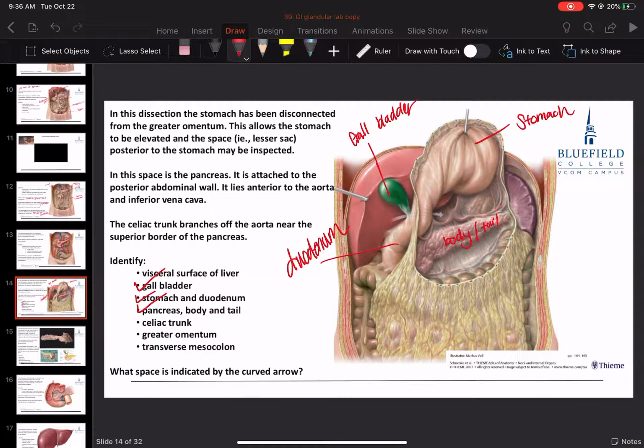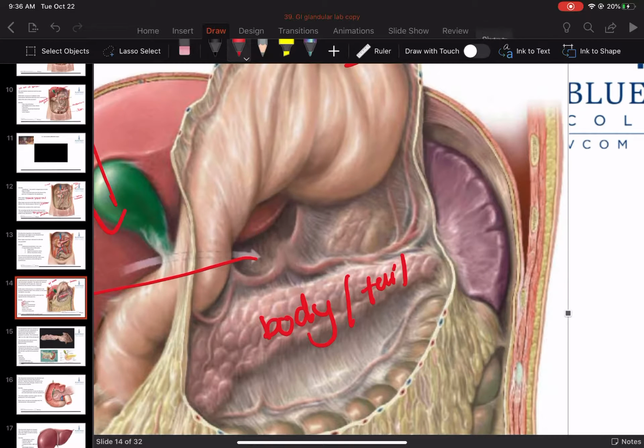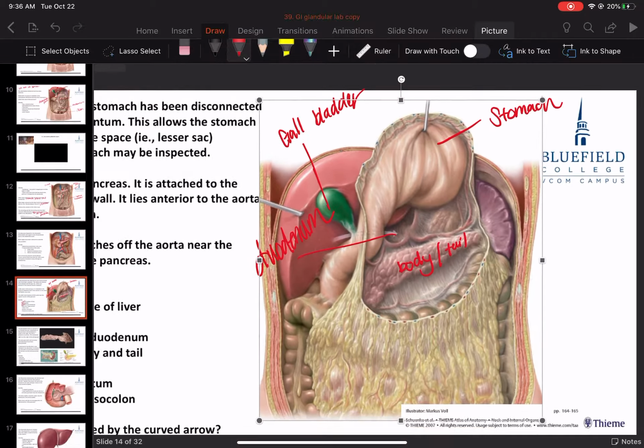Is this comprehensible? Where's the celiac trunk? Any questions about this? So is this a celiac trunk? It's right there. You see that? That's splenic and hepatic. Oh, this one, celiac trunk. Oh yeah, coming from the aorta.